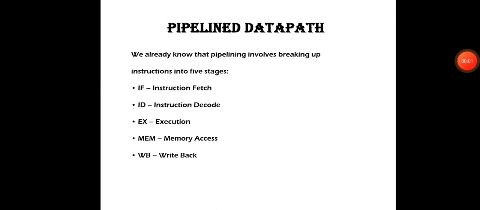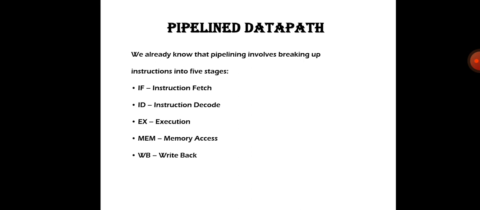The topic we are going to see now is the pipeline data path. What is meant by pipelining is that multiple instructions are executed in an overlapped manner. So in pipelining, each instruction is divided into 5 stages and they are executed.